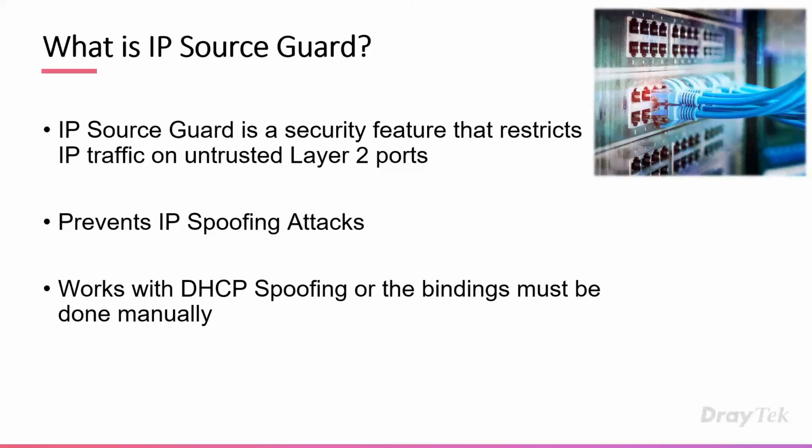This feature is enabled in combination with the DHCP snooping feature on untrusted layer 2 interfaces. It builds and maintains an IP source binding table that is learned by DHCP snooping or manually configured. An entry in the IP source binding table contains the IP address and the associated MAC and VLAN ID.